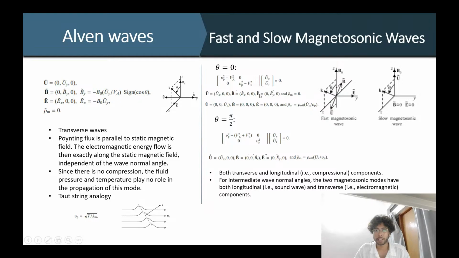So this is the first solution. B naught is in the Z direction, B tilde and U tilde are opposite, and E has only a component in the Y direction. And this is the K. And for the slow magnetosonic waves, this is how it looks. U tilde is along B naught, which is along Z, and K is at an angle theta.